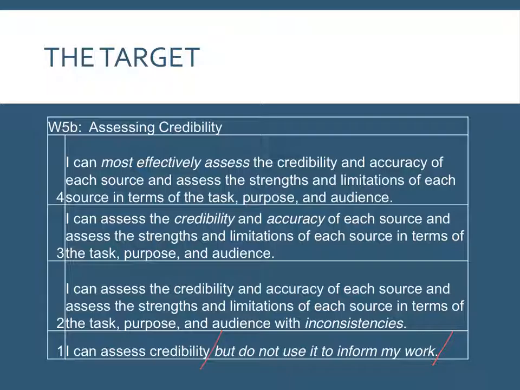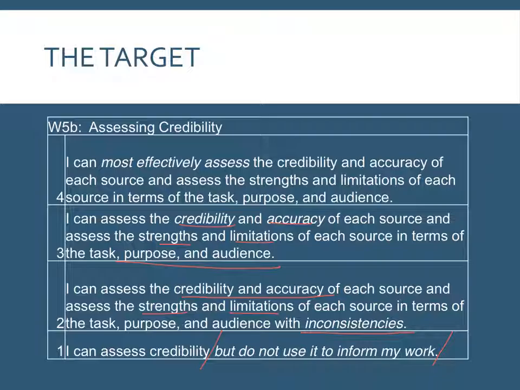At the 2 level, you can assess the credibility and accuracy of your sources, including assessing the strengths and limitations of each source. But you might have some inconsistencies, so maybe the reasons that you give me for why they're good or bad aren't the most logical. At the 3 level, you can assess the credibility and accuracy of each source, including its strengths and limitations, in terms of task, purpose, and audience. And I'm going to give you plenty of tips on how to do that.